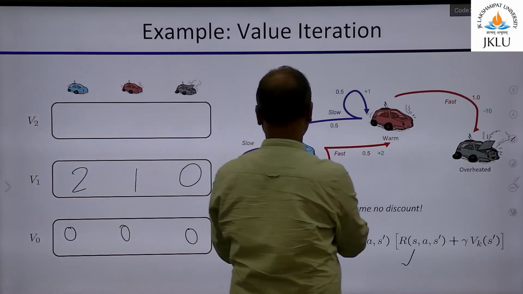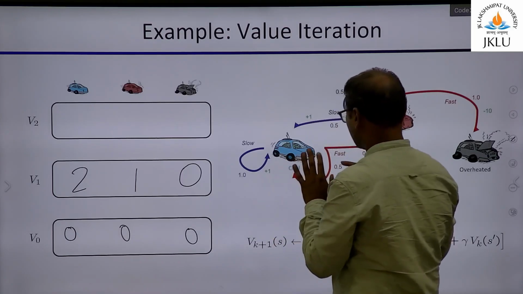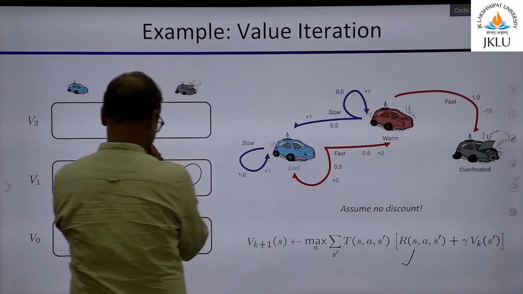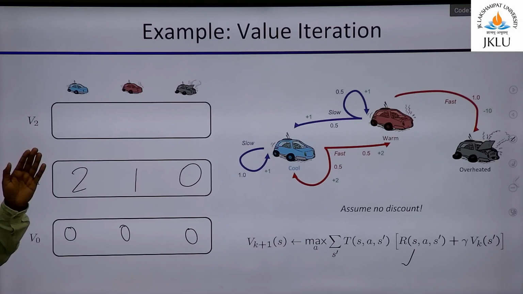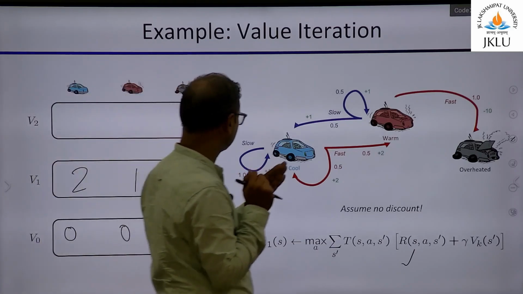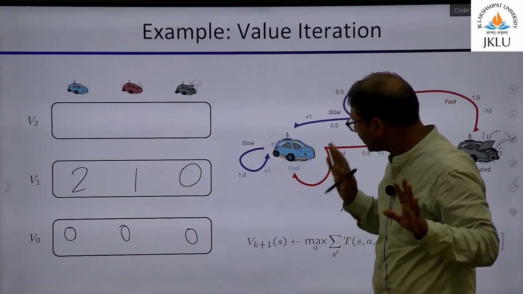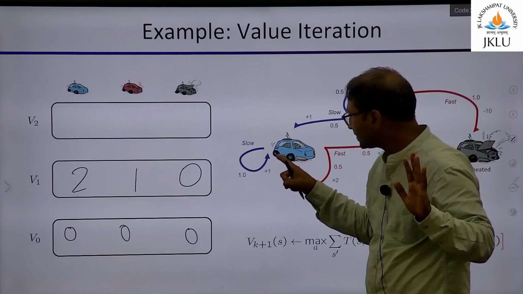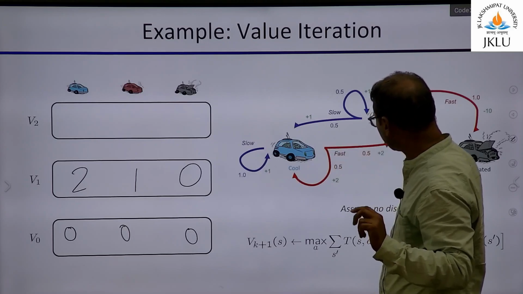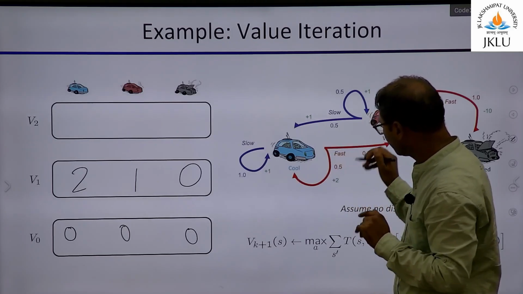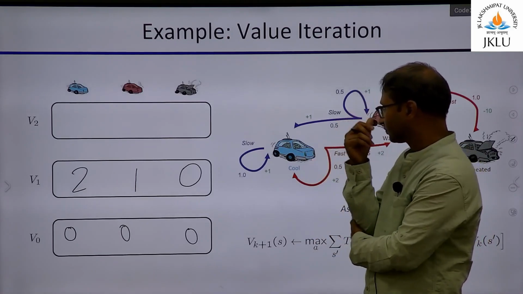If I am here, no wait, if I am here, sorry, +1 and +2, not really. So we are not talking about any living rewards anymore. We are simply saying if you take this action slow, you get +1. You take action fast here, you get +2. And with probability 0.5 you go to this state, and with probability 0.5 you remain here.